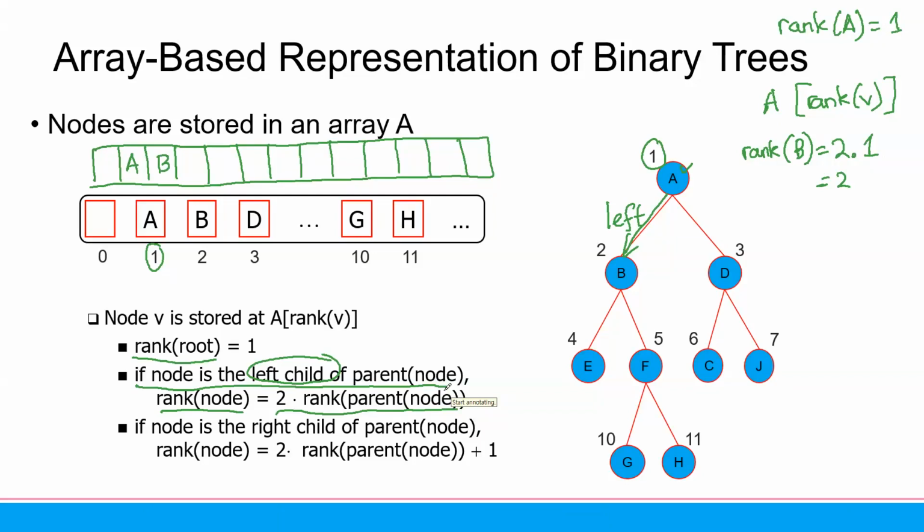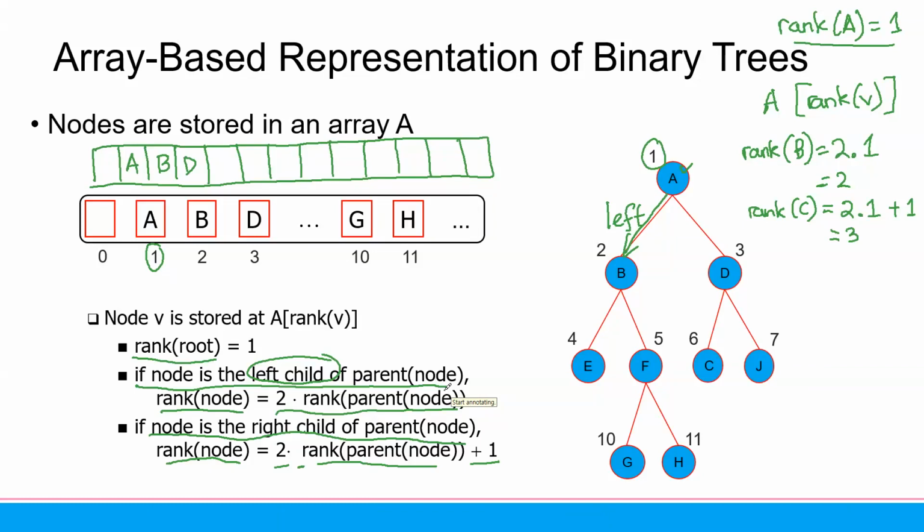Now, I check if the node is the right child of the parent, then the rank of the node will be 2 multiplied by the rank of the parent node plus 1. So for the rank of C, it is 2 multiplied by the rank of the parent node. What is the rank of the parent node? It is the rank of A, multiplied by 2 and plus 1. That's correct. Good. Then it will be 3. I will put C in index 3.